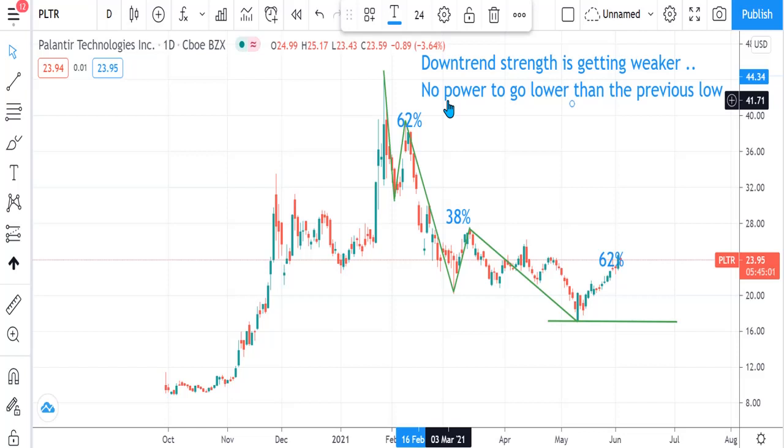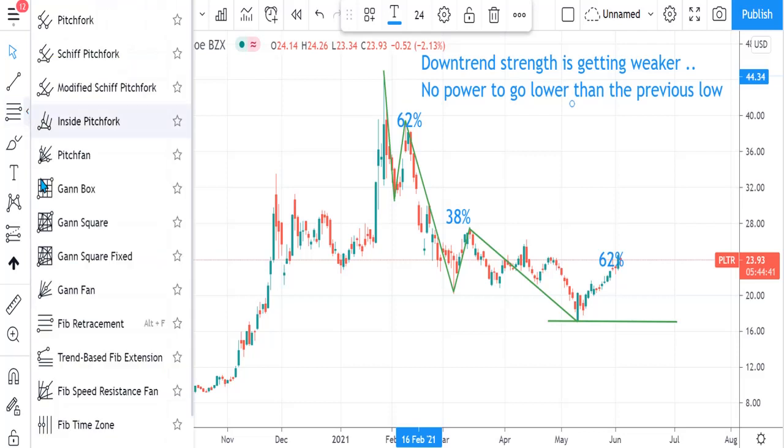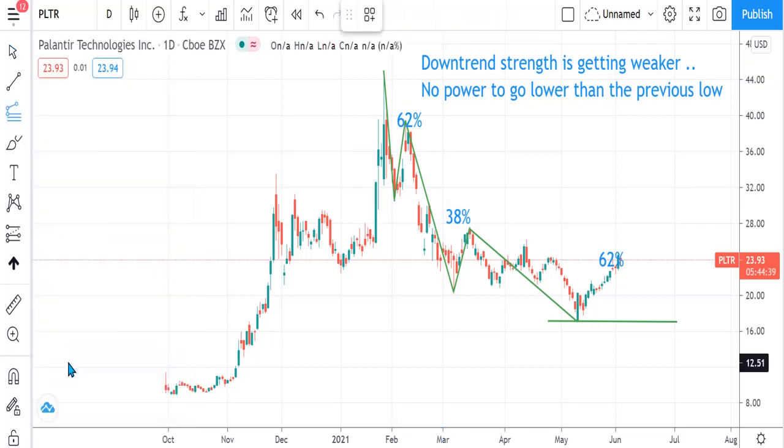So in terms of the psychology of the market currently, we already see the very likely chance that this particular stock is going to rebound and go up, because the strength and the power to go lower is very, very low, very, very slim. Okay, now let's see how to do the projection. We need this particular trend-based Fibonacci projection. We're going to use that.